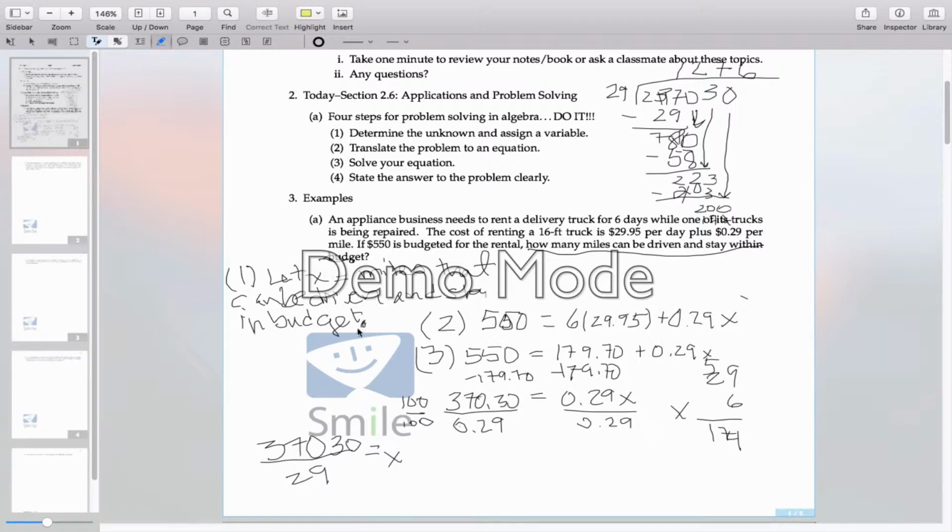And I don't need to do any more division because I clearly defined that x is the number of miles that can be driven and stay in budget. And 1,276 miles is the greatest whole number of miles I can go. So I'm going to call it that. Step 4: 1,276 miles can be driven.